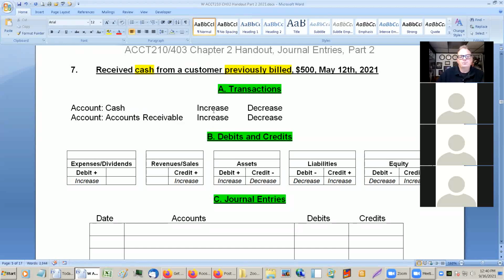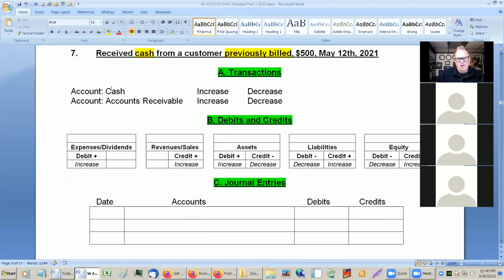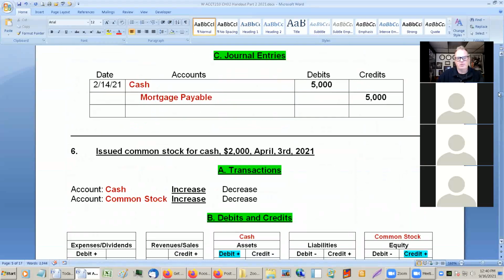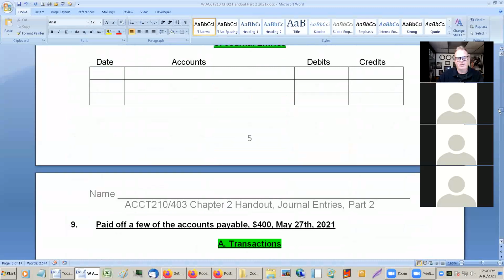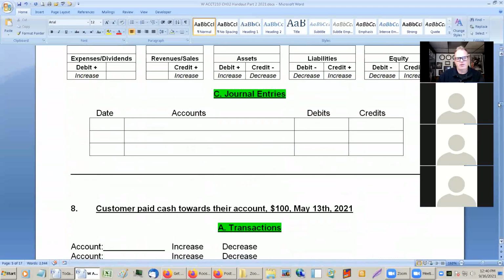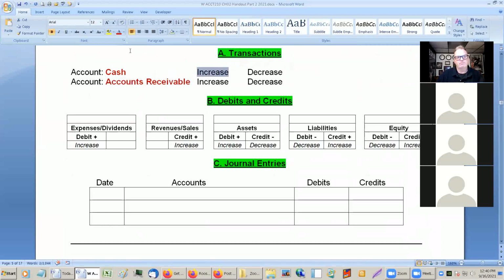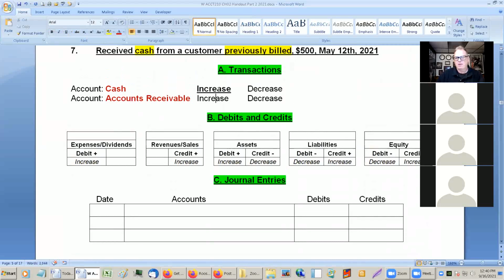Okay, so the cash account, is it going up or down? It's going to increase because you're receiving the money, right? Correct. So our cash is going to increase, it's going to go up. And then accounts receivable is going to increase as well, because that's money coming to you, right?